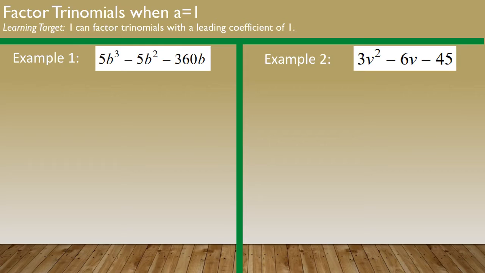So other examples, we always want to look for a common factor first. So the question we're going to ask is, is there something I can divide all of these things by? So all of these things can be divided by 5. They also all have a b. So when I pull that common factor out, I end up with b squared minus b minus 72. So now we're going to look for factors of negative 72 that also add to make negative 1, just like we did yesterday.